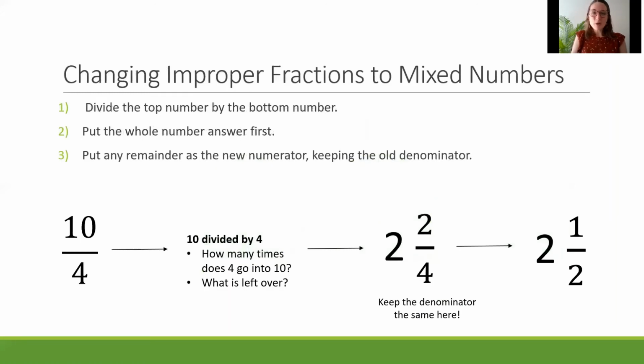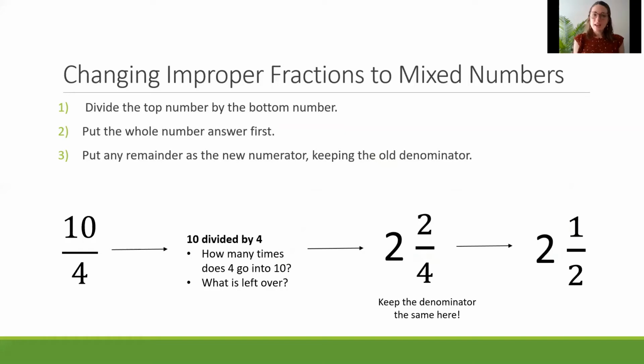All right, so if we want to change an improper fraction to a mixed number, we need to follow these steps. First, you need to divide the top number by the bottom number. Second, put the whole number answer first. And then third, put any remainder as the new numerator and keep the old denominator. So let's look at an example. We have 10/4, just like we just saw.